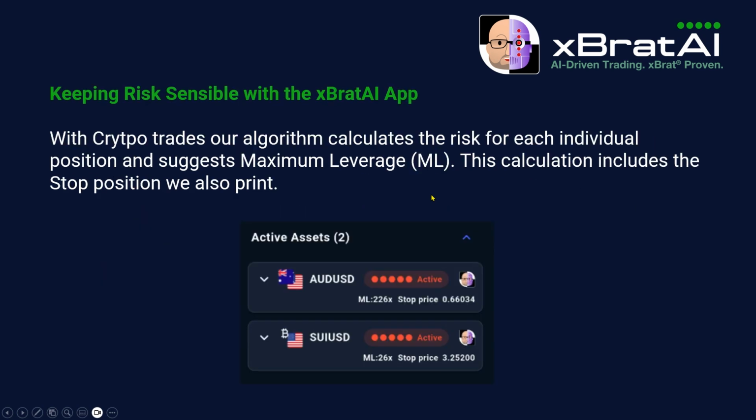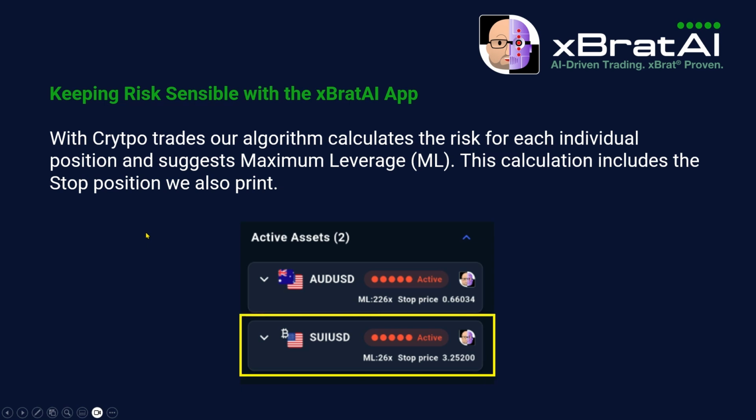So keeping risk sensible with the Expert AI app is important. With crypto trades, our algorithm calculates the risk for each individual position and suggests a maximum leverage. This calculation includes the stop loss position. So in this situation on SUI USD, we can see there is a 26x, and it is an indication to traders they should not go above this leverage figure. It is also using the algorithm to suggest the stop price of 3.25200.